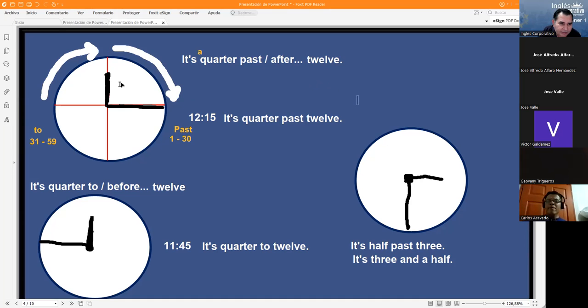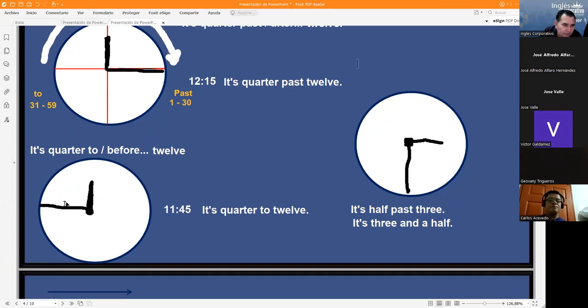Okay. In this case, it's a quarter past 12. It's a quarter after 12. Yes. But if we put it on the other side, the left side, we say it's a quarter to 12. It's a quarter before 12. It's a quarter to 12. Okay, so it's 11:45. It's a quarter to 12. If we go to the half, it's 30 minutes, half. It's half past 3. Half. It's 3:30. It's half past 3.